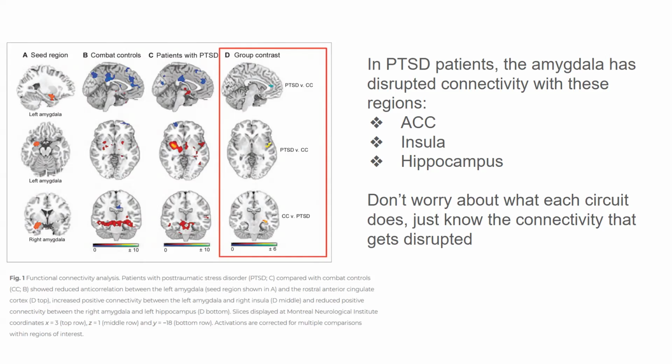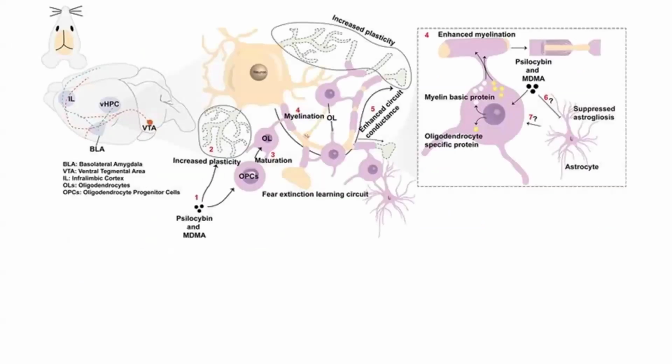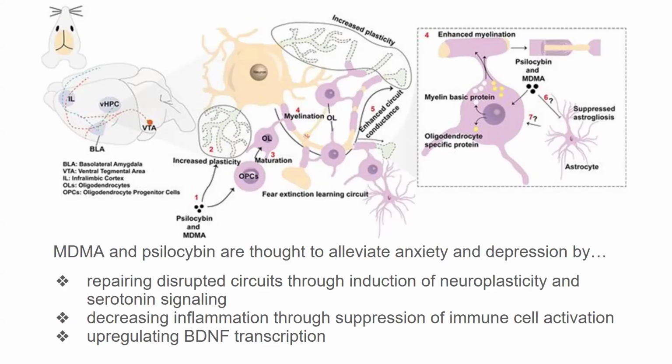This is just a brief overview of the different mechanisms MDMA and psilocybin work through, and what people think they're doing in the brain to attenuate PTSD-like symptoms, anxiety-like symptoms, or depression. Like I said, they're thought to be repairing these disrupted circuits that I just talked about through the induction of neuroplasticity and serotonin signaling.